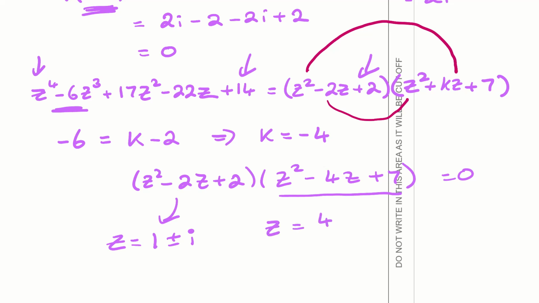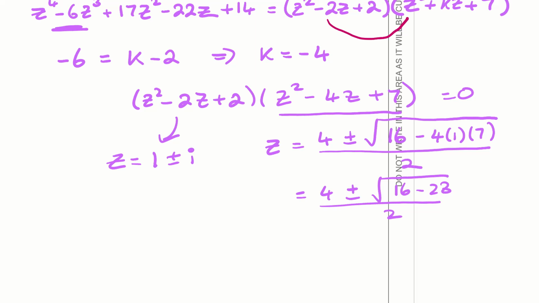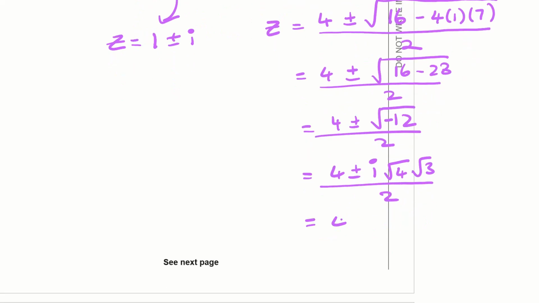So z is going to be 4 plus or minus the square root of 4 squared, take away 4 times 1 times 7, all divided by 2. So that is going to be 4 plus or minus the square root of 16 minus 28 divided by 2, which is 4 plus or minus the square root of negative 12 over 2. So 4 plus or minus i, and root 12 is root 4 root 3, over 2. So that is 4 plus or minus 2i root 3 on 2, which would give us 2 plus or minus i root 3.